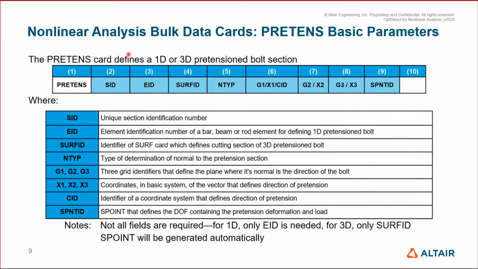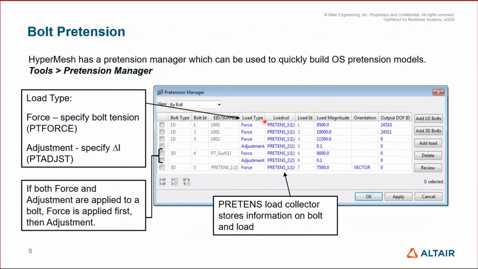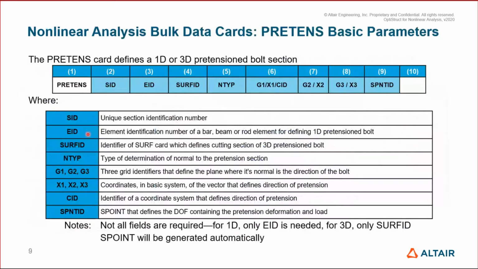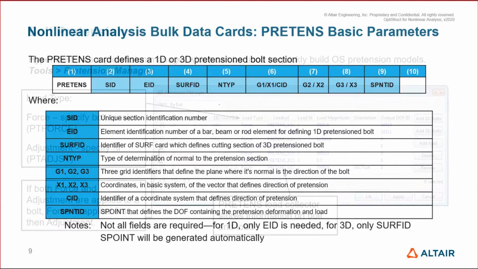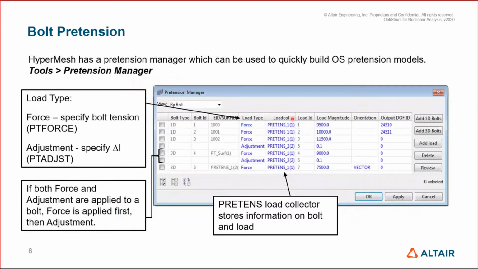So this is the card for pretensioning. Don't be too stressed about the cards here. We normally won't see them; even I don't see them. I normally deal with the pretension manager, which is much easier. Here you need to create the surface ID if you're dealing with 3D pretensioning. With 1D pretensioning, you need to define the element. So there are two different methods: either we define it with the element ID or with the surface ID. That's the pretension that we're going to apply.